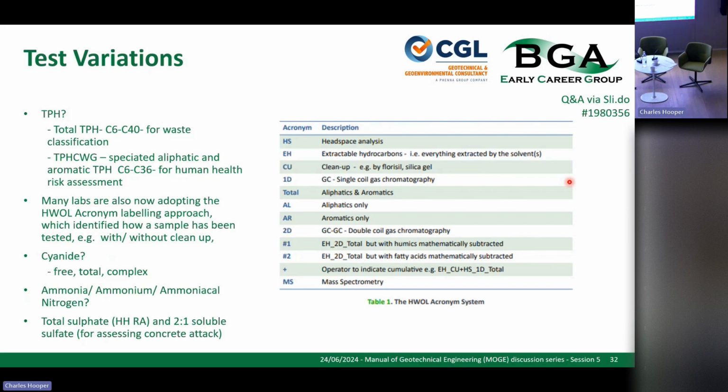Is your sulfate for human health risk assessment, or is it for geotechnical purposes? Is it for assessing concrete attack? They're not the same test. So if you even have a test that just says sulfates, make sure you're looking at the right numbers for the right thing. Does what you have scheduled give you the data that you require to do your risk assessment or the works that you need to do? That's your responsibility as the person doing the scheduling.